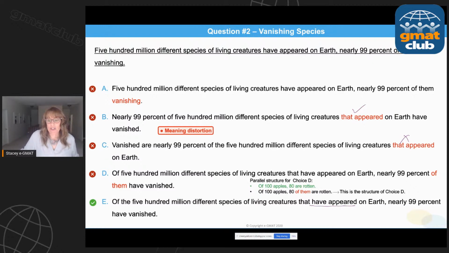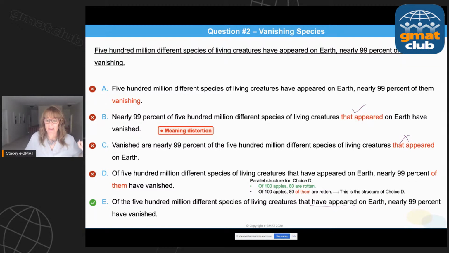The use of vanishing in A doesn't properly express over the course of time this has happened. We need have vanished to show the present perfect. This happens slowly over the course of time. Vanishing indicates that it's like we can see it happening now. That's not a proper verb expression.